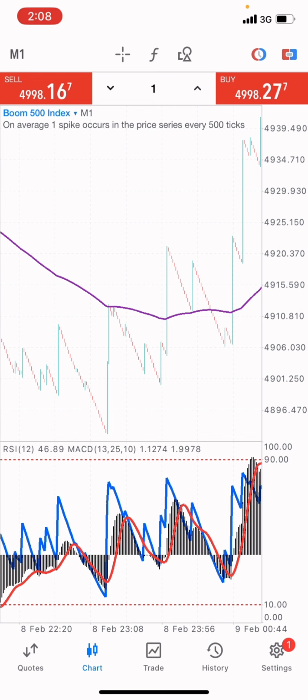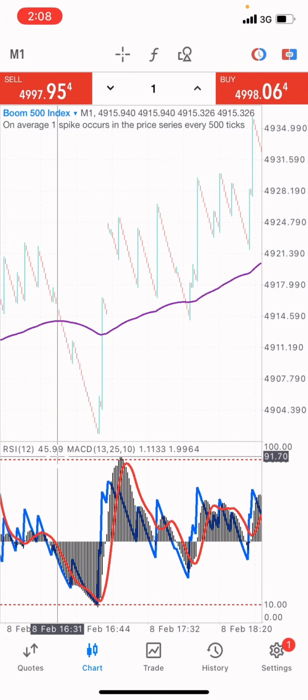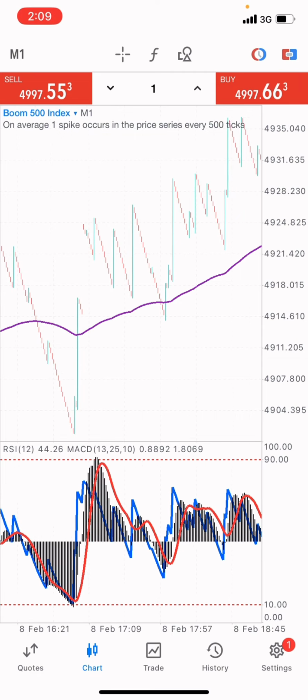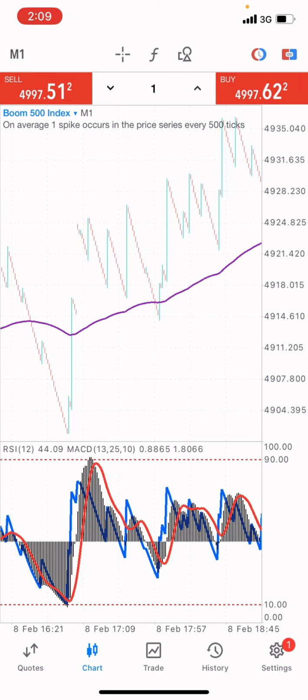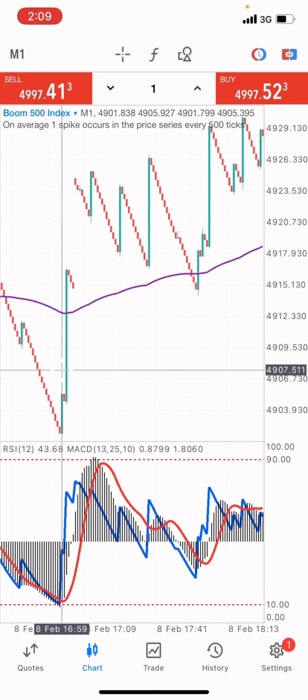The position whereby the market rises on boom is not the same position whereby the market drops on crash. On the crash market, the spike drops downwards. On the boom, the spike rises upwards. And this is the MACD right here, and this is the RSI. The RSI function is for us to see the levels, which are the overbought and oversold levels. If you take a closer look at this market right now, what we're seeing here is a lot of rise in price. These rises are the spikes on the market.